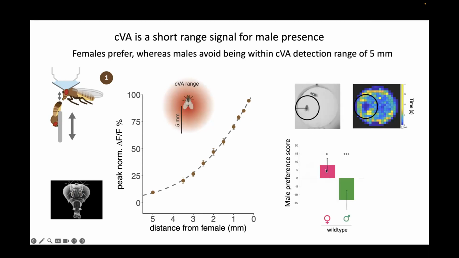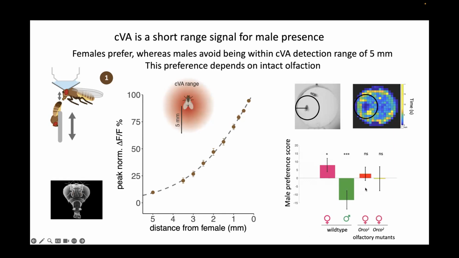And as you can see here, females prefer to be close to the male. This is done in complete darkness and the male is dead, so the only sense that they're using here is the olfactory sense. Females prefer to be in proximity to the male, whereas males avoid this range. And the preference depends on intact olfaction, because using orco mutants that cannot smell completely impairs this preference. So females want to be within this sensory range.